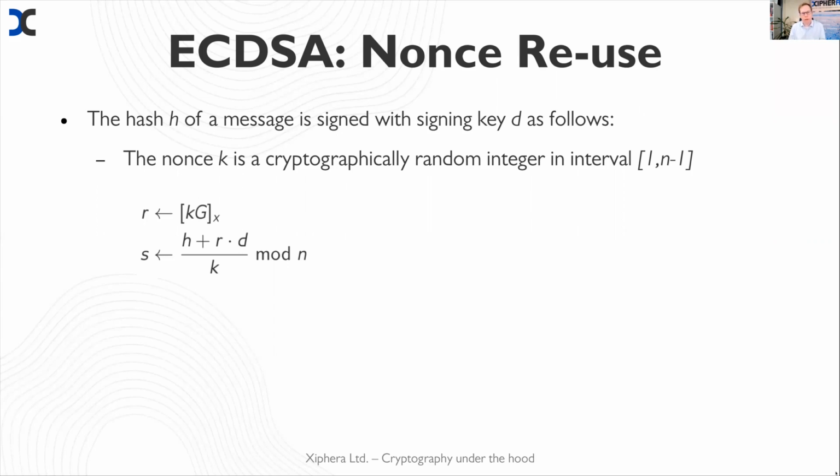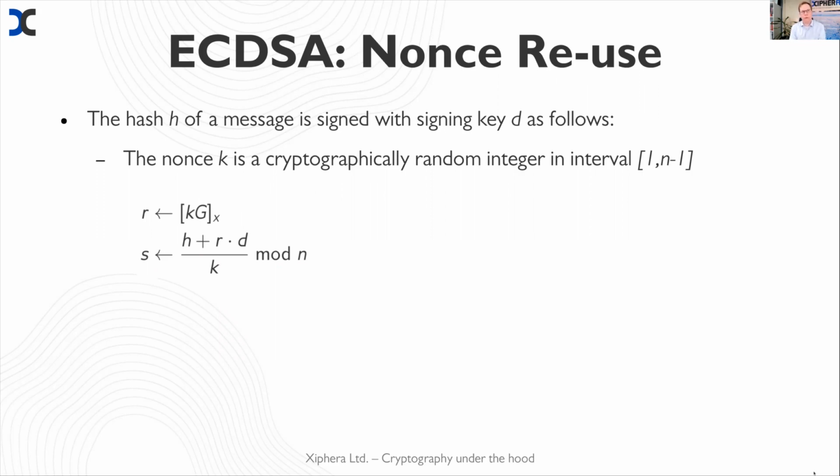So in order to sign a message, or more accurately a hash of a message H, by using the signing key D, what you do is that you first pick this nonce value K, and then you compute this scalar multiplication that we just discussed, so K times G, take the X coordinate of the result, and that forms the first part of the signature. Then you use that result R and the nonce K and your signing key together with the hash in this specific equation to get the other part of the signature.